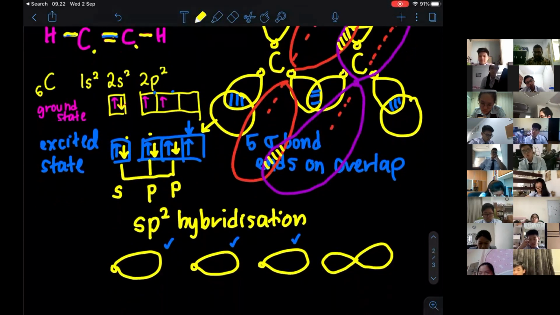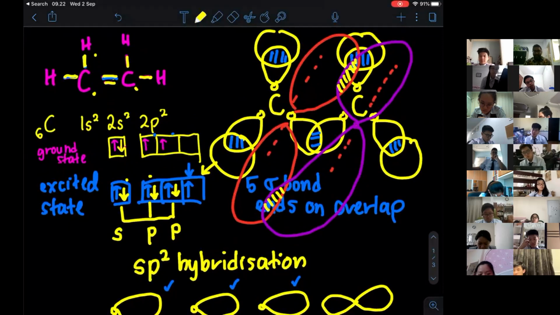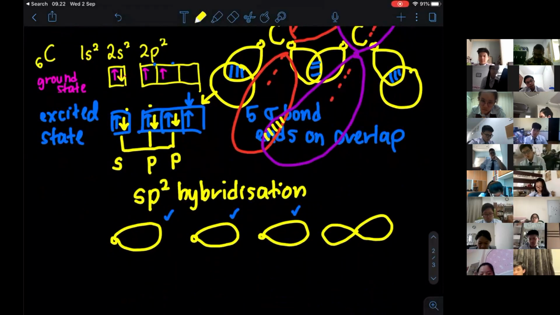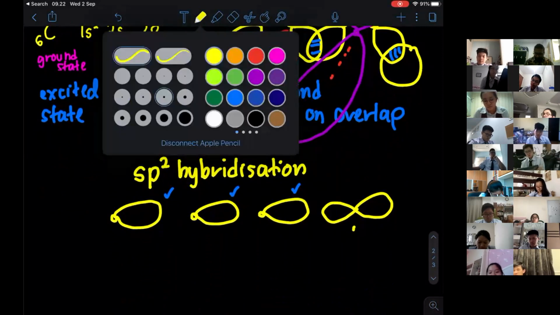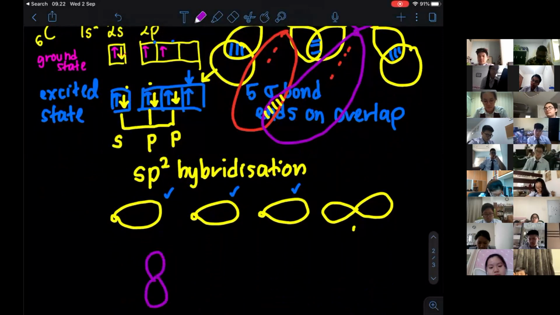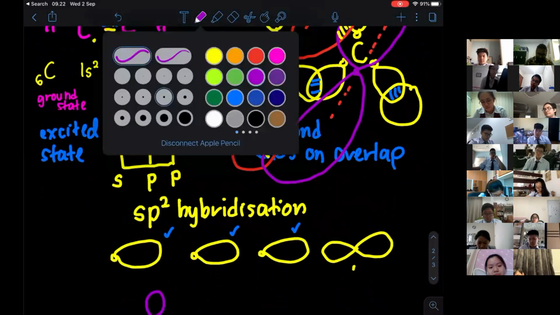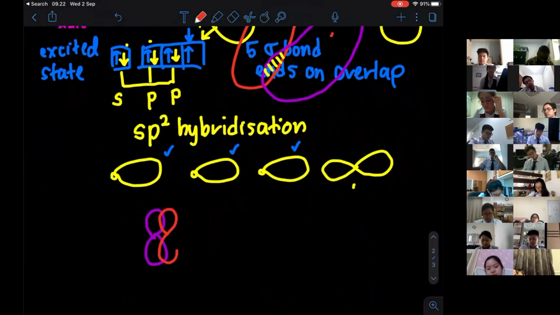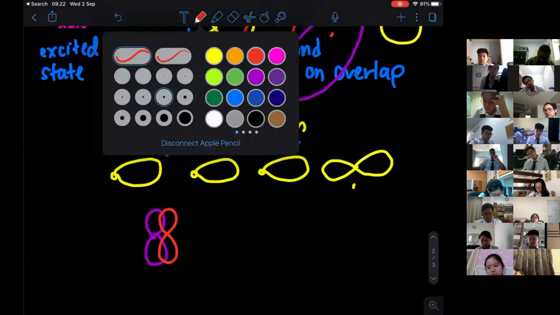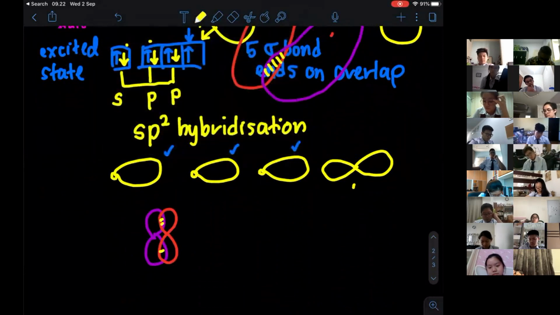Imagine this one from each carbon. What I did was one is in purple, and one is in red. So if I draw in red, it will look like this. It means there is an overlap up and down. This kind of overlap is called a sideways overlap.